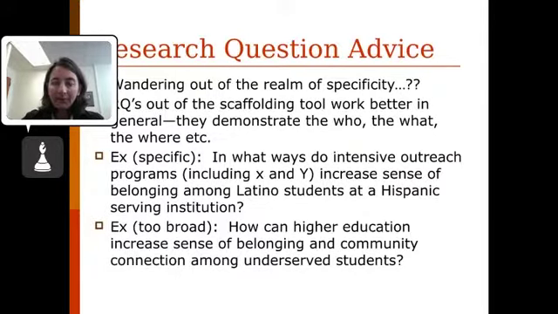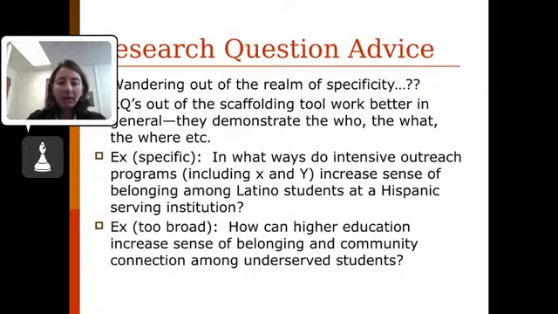And I really, again, recommend you use that scaffolding tool that we talked about in class, where it had the who, the what, what you're interested in, and so forth, where, all of that, because those really seem to generate some very specific research questions. So I want to give you a couple of examples.